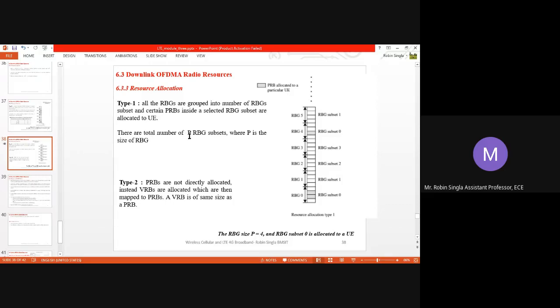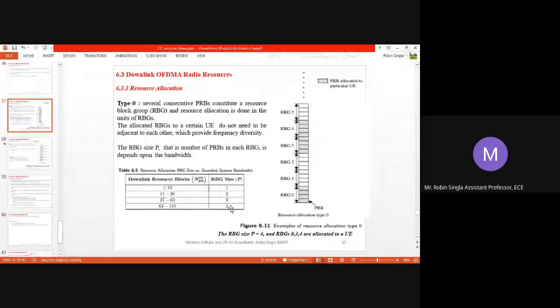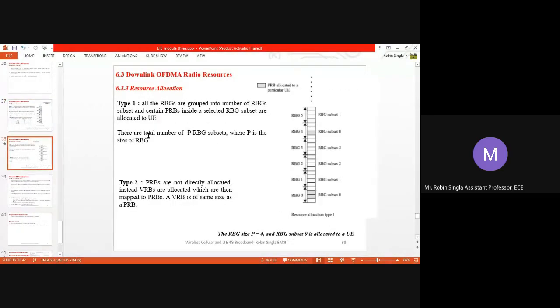The total number of RBG subsets is P, where P is the size of RBG. The size of RBG we have seen here can be 1, 2, 3, 4. So how many subsets would be there? That is also equal to P. For example, if there are 4 PRBs in one RBG, then the total number of subsets is also 4.